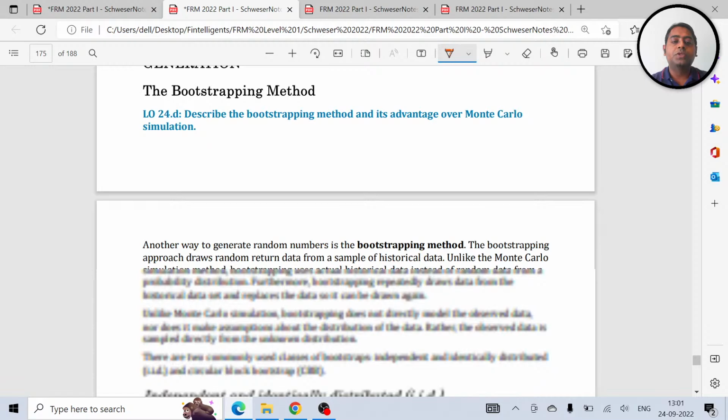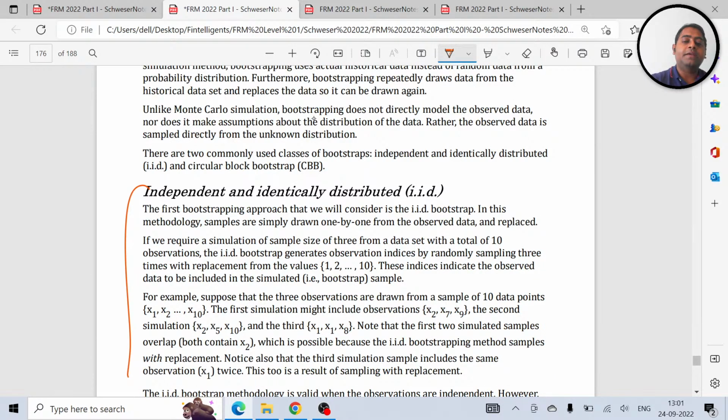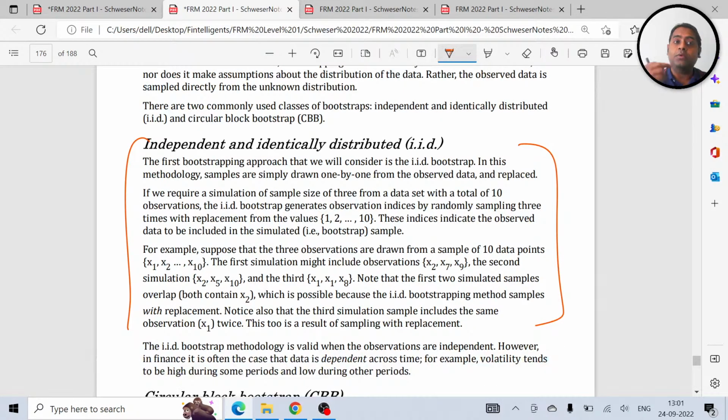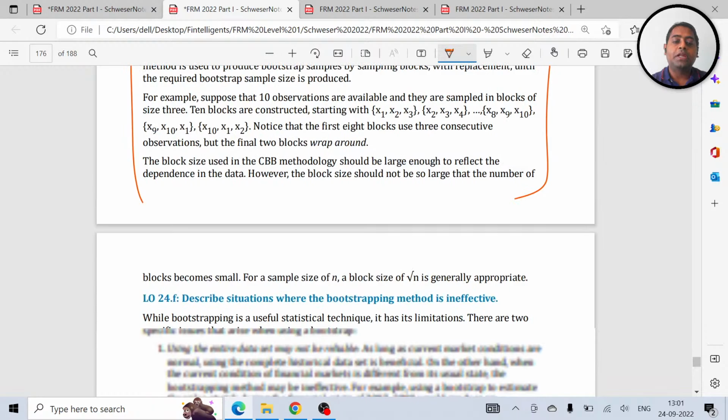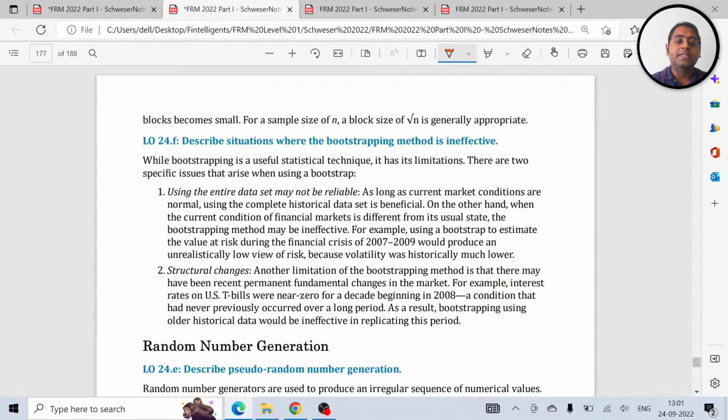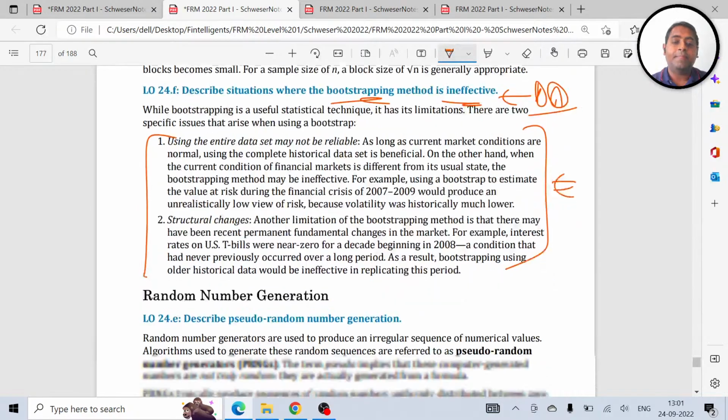Bootstrapping methodology, in this, the IID bootstrapping. What is happening over here is what you should be remembering. And the circular block, the logic. You should be clear on the logic. Why are we using it? What is the problem with bootstrapping? Marking this as double star. Very, very important for the exam.